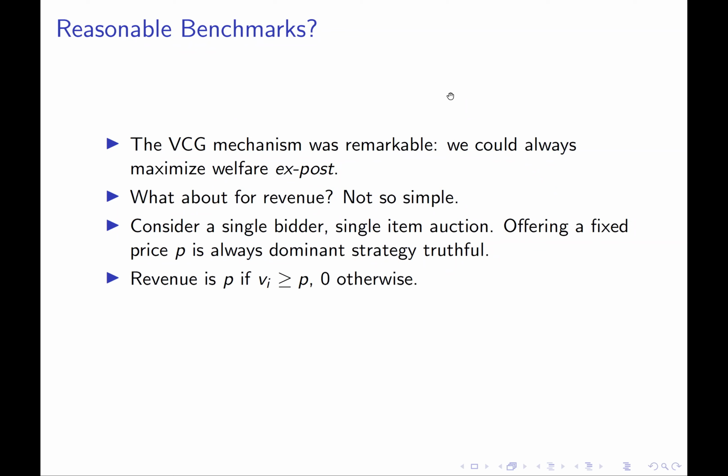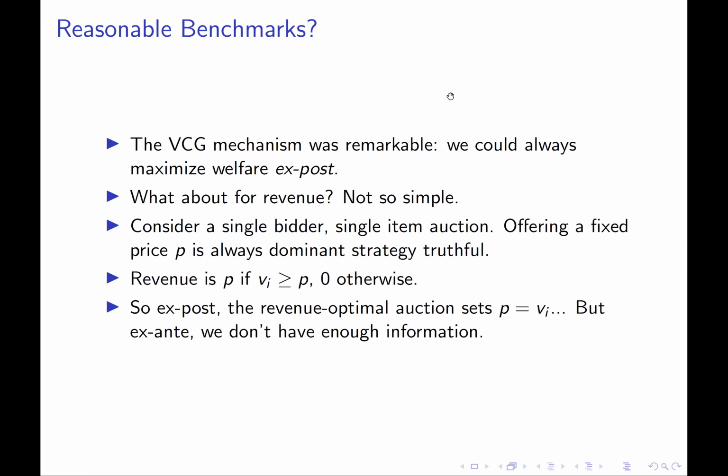And what's the revenue of this class of auctions? Well, if our bidder has value greater than P, then our revenue is P. Otherwise, our revenue is $0, right? We get P dollars if we sell the item, otherwise we get nothing.